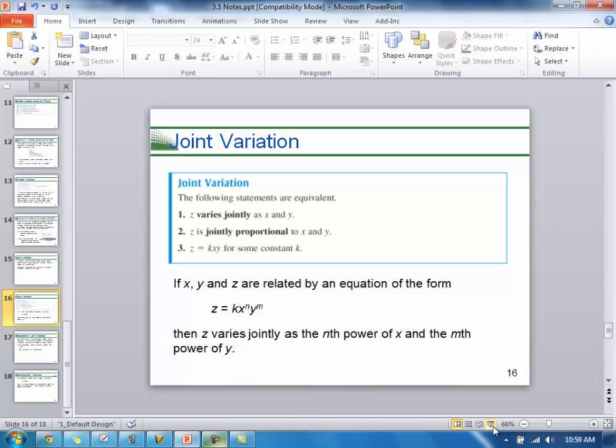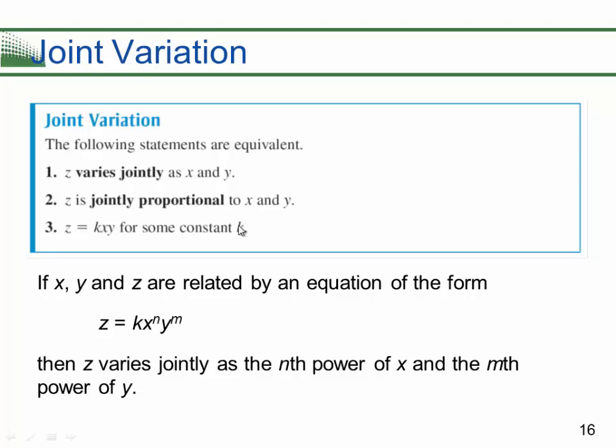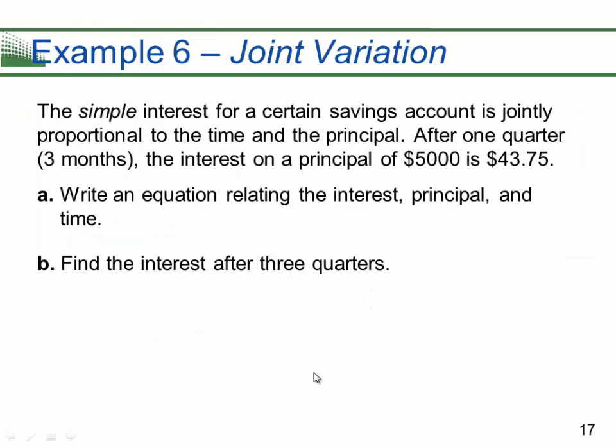Last is joint variation. Joint variation, we're going to say Z varies jointly with X and Y, for example. We can use this equation. And then, once again, we're going to have a constant variation K, which we're going to need to find. So we can have powers on each of these as well. Let's just try an example then. Simple interest for savings is jointly proportional to the time and the principal. So we write an equation for that, and then after 1/4 we have a point. The principal is 5,000, and the interest would be 43.75. So let's find the interest after 3/4 then.